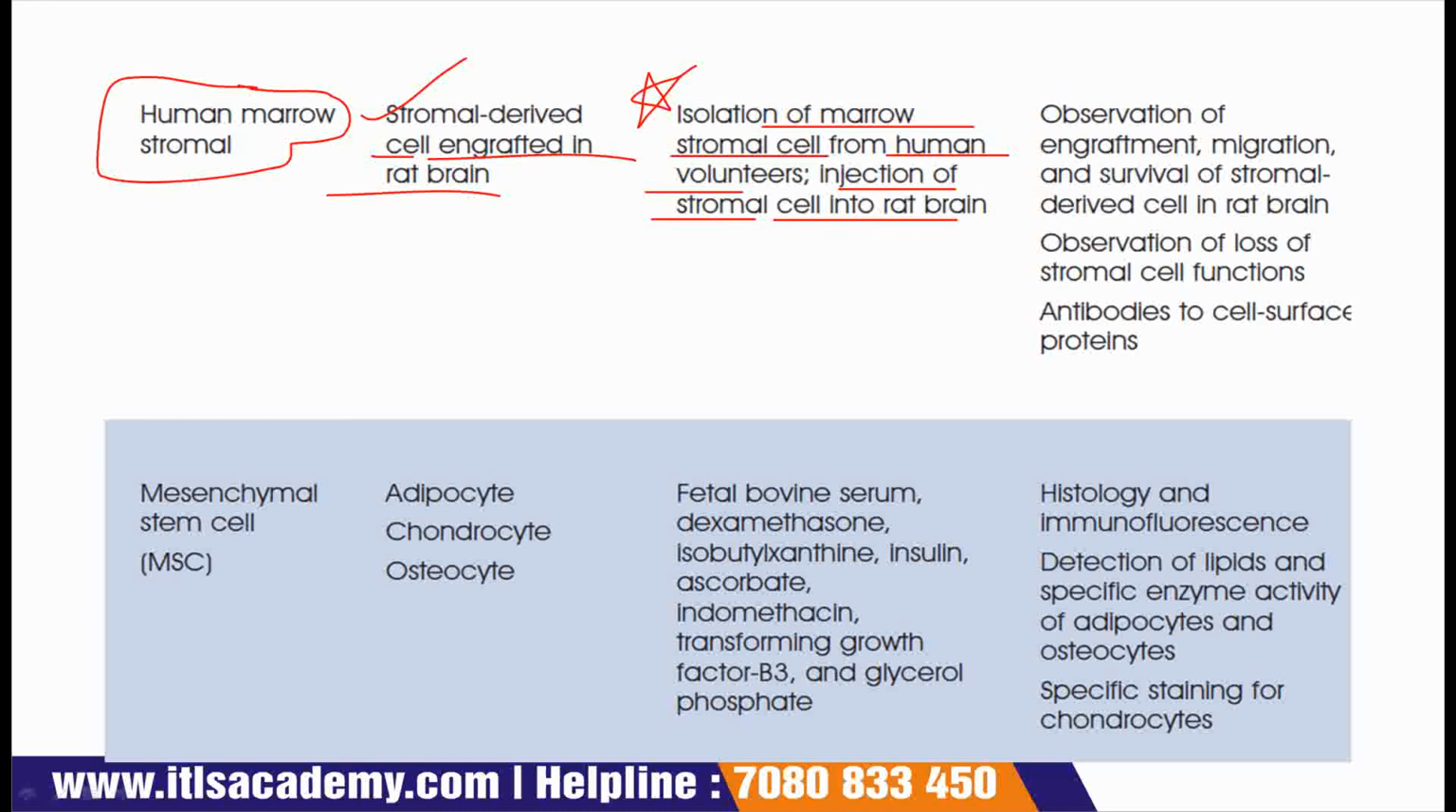The method of characterization will include observation of engraftment. Engraftment is a part that is transplanted from one person to another person. So, observation of engraftment can be used for the characterization. Also, we can use migration and survival of stromal derived cells in rat brain. We can also use observation of loss of stromal cell function and antibodies to cell surface proteins.